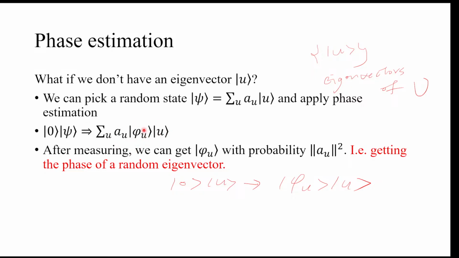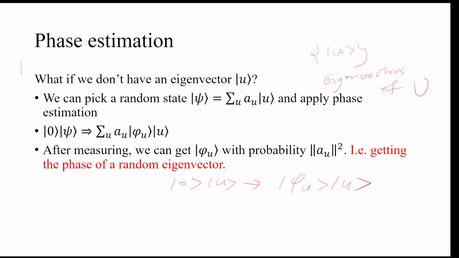When you measure psi_u, you just get a random psi_u, with a random u, with some random probability a_u. If you pick your psi random enough, you will just get a totally random psi_u here. So this is what happens if you don't have the eigenvector: you pick a random state, then basically you get a random eigenvalue. So that's one thing.